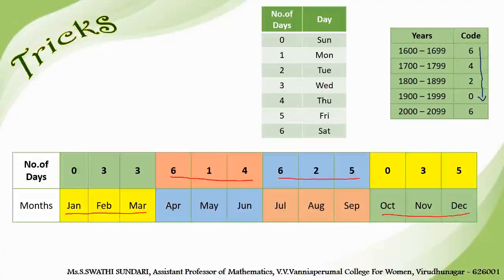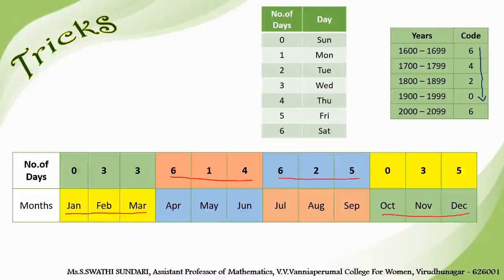In days, we are going to number each day. We start from Sunday as 0, Monday as 1, Tuesday as 2, Wednesday as 3, Thursday as 4, Friday as 5, and Saturday as 6. Similarly, for months, from January to December, we are going to label them as numbers.